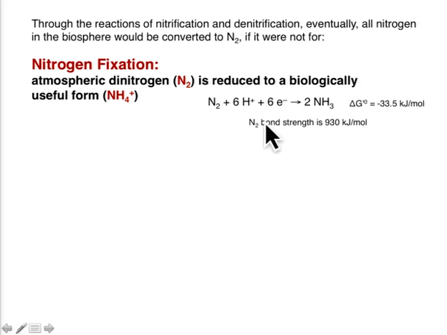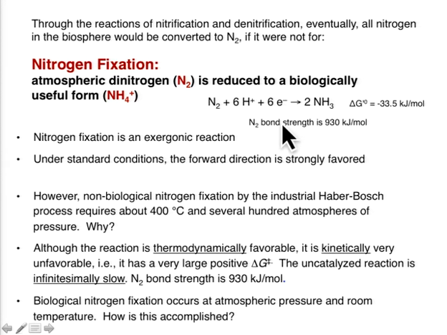Well, there's this little problem. That bond, between the two nitrogen atoms, is about 1,000 kilojoules per mole in strength. It is exergonic. At equilibrium, there would be a 100,000-fold excess of ammonia compared to nitrogen gas. But there's this little problem in between: 1,000 kilojoules per mole is necessary to crack those two nitrogen atoms apart. So although it's exergonic, delta G double dagger is huge, 1,000 kilojoules per mole. There's a huge activation barrier to this reaction. So it's thermodynamically very favorable, but kinetically impossible. Do you see that?